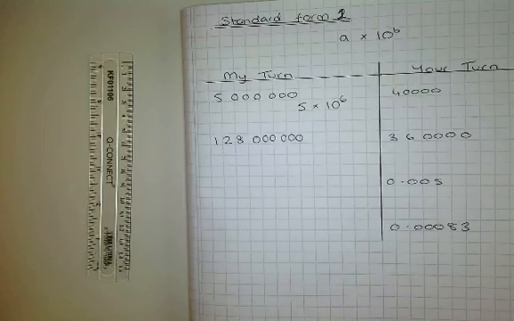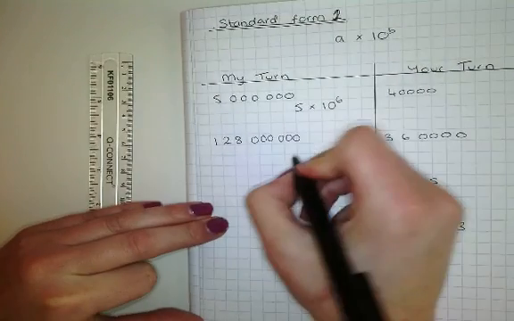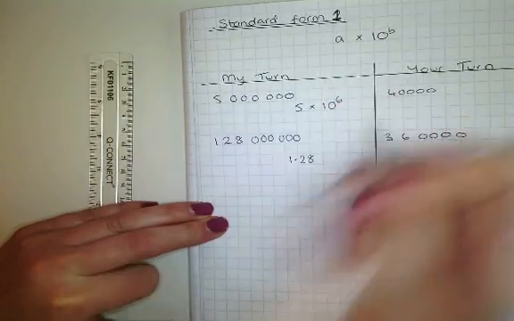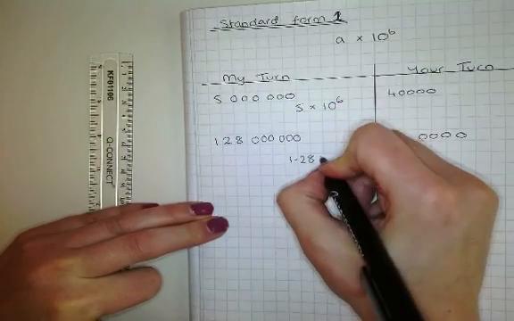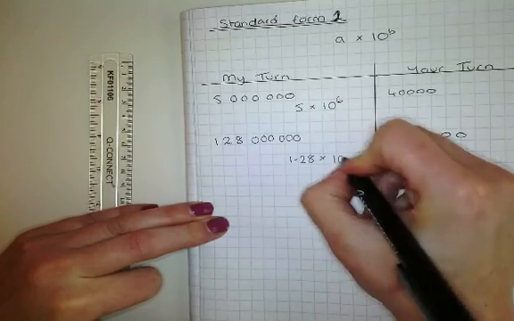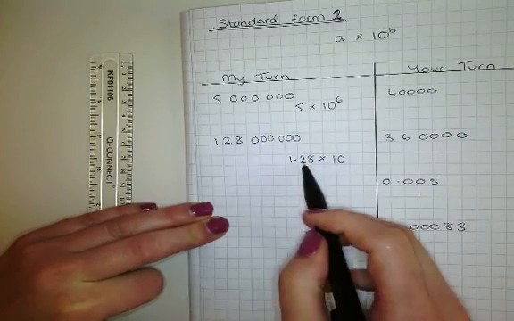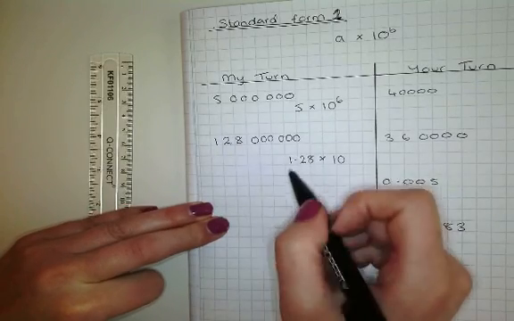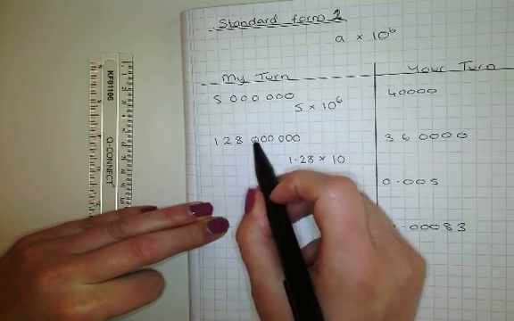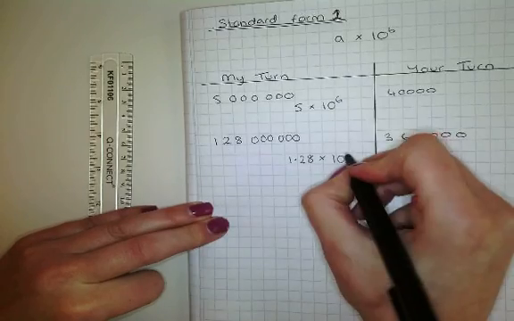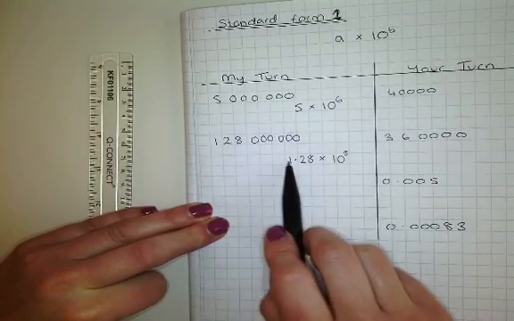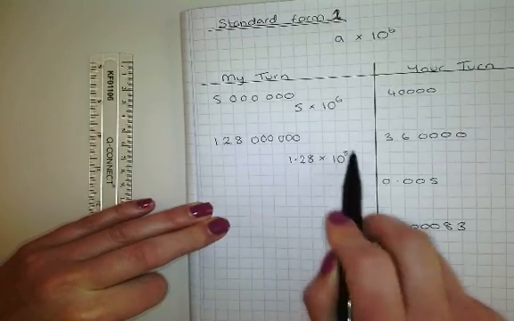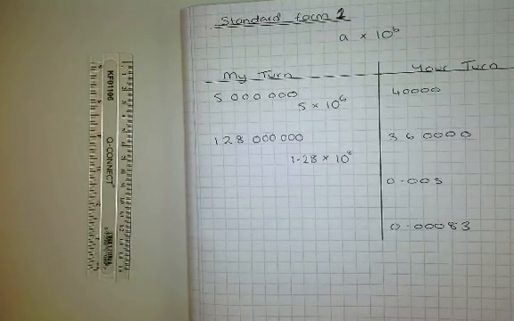I can write that easily as well. And this time I'm going to have it as 1.28. So the first number is always going to be less than 10. Times by 10 to the power of. So to get from this number to the original number, I multiply by 10, 1, 2, 3, 4, 5, 6, 7, 8 times. So where that decimal point now is, if you count from the start to where the decimal point is, that is our power. So it's how many times we multiply by 10.